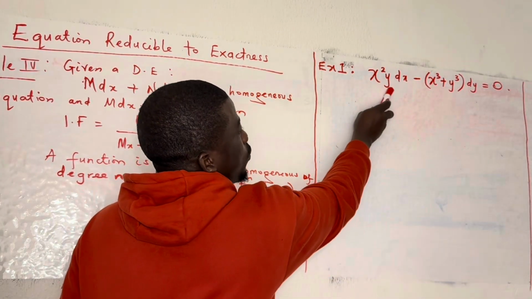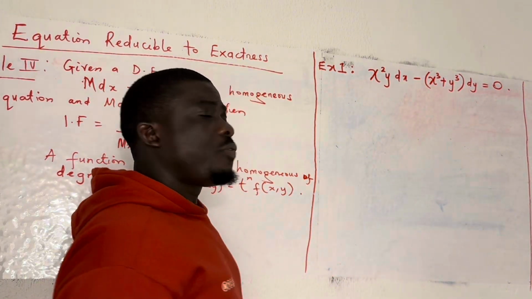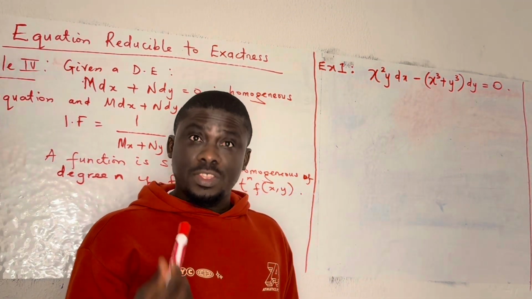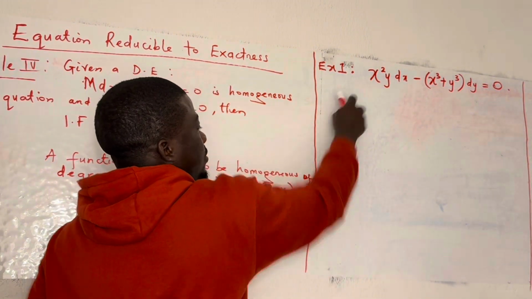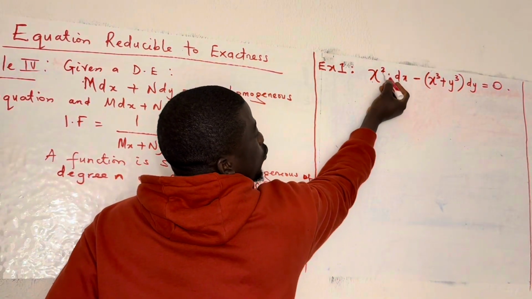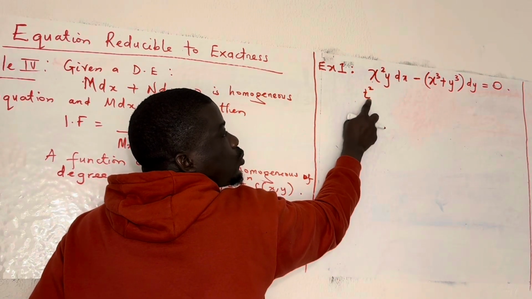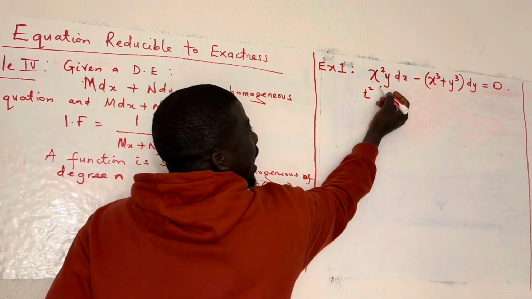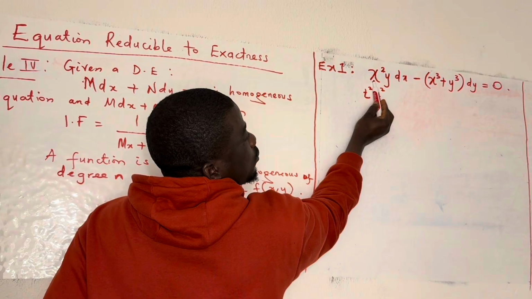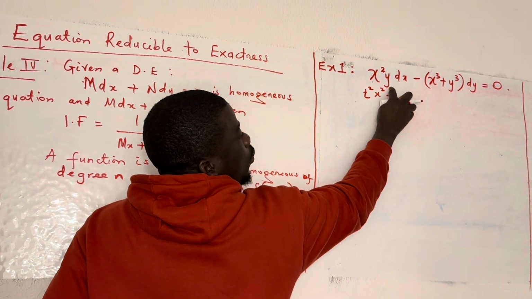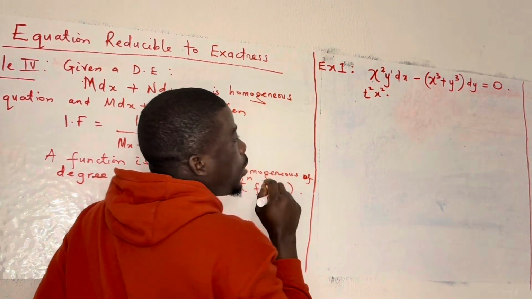We are given x squared y dx minus (x cubed plus y cubed) dy equals 0. The first thing we are going to do is to show whether this differential equation is homogeneous or not. Let's test this. Look at this x squared, then we write t squared, because the question itself has x squared. There is a multiplication between x squared and y. What's our y? Y has an invisible one.